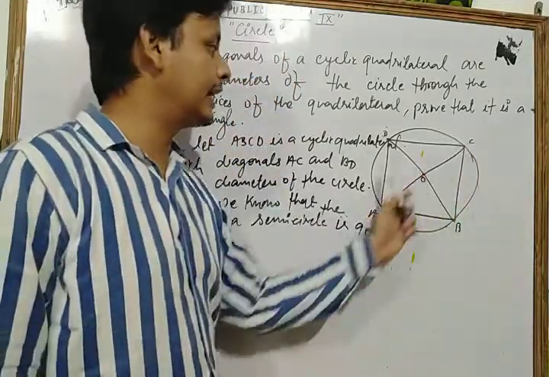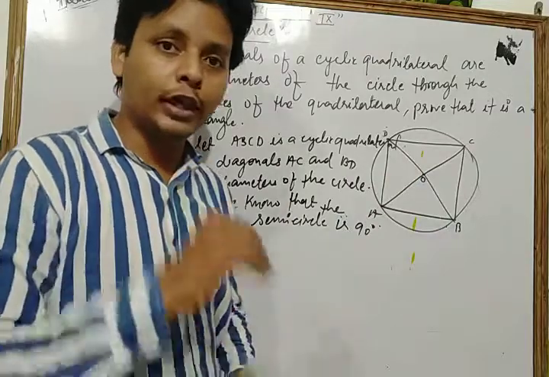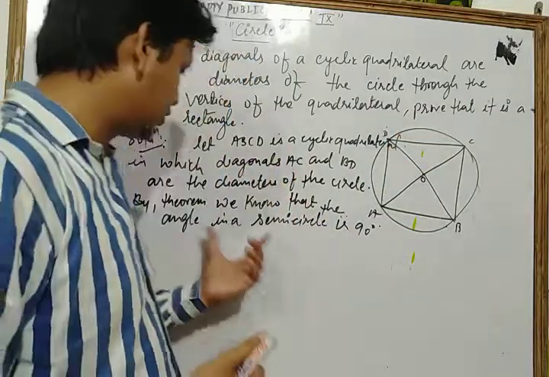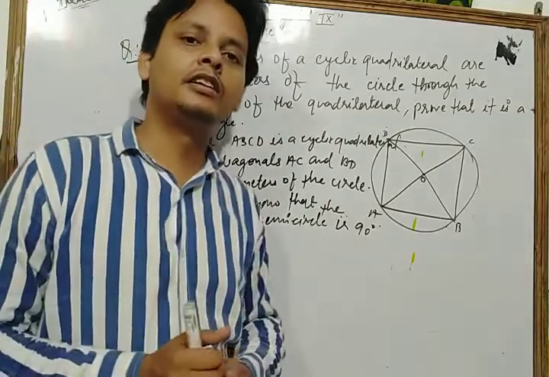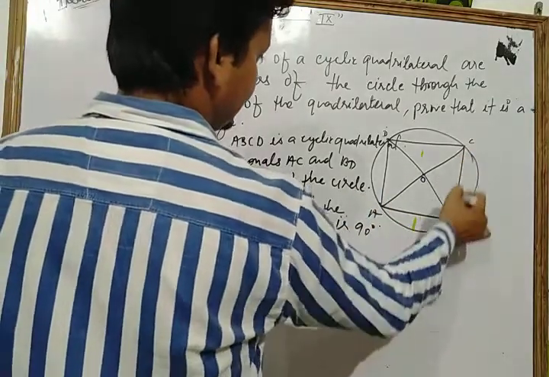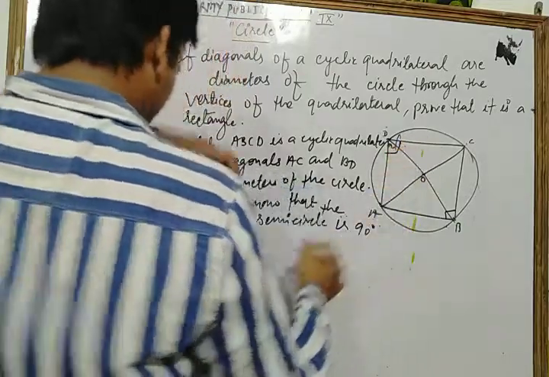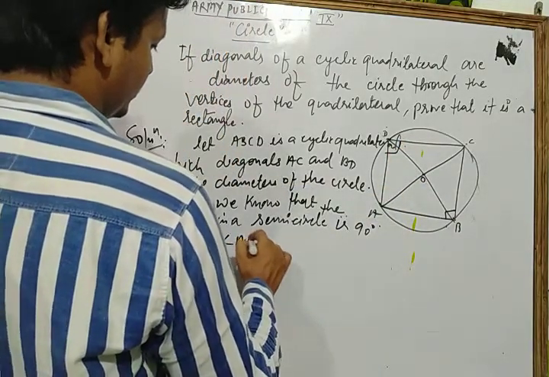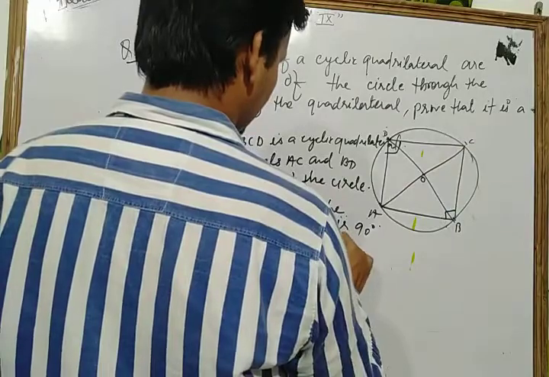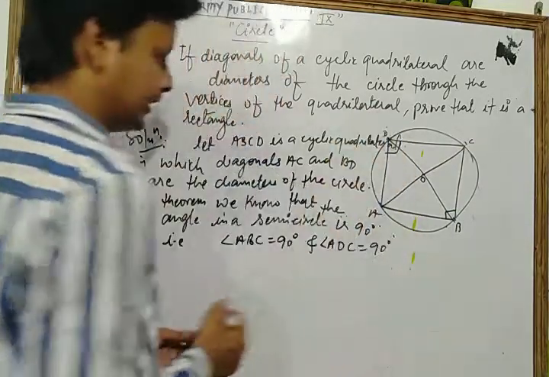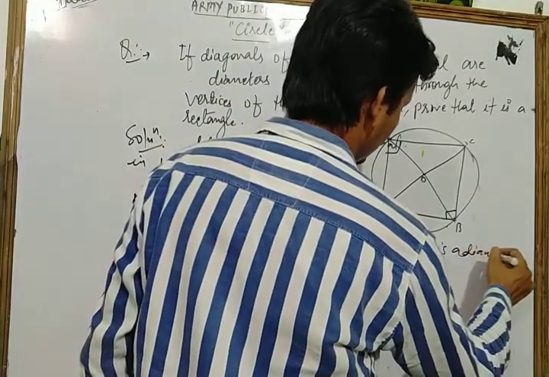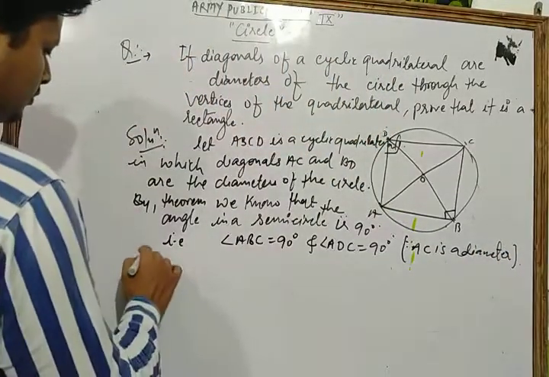Suppose first we take AC as diameter, then we have angle ABC and angle ADC each equal to 90 degrees according to the theorem, because if AC is the diameter of the circle, then each part of the circle is a semicircle, and the angle in a semicircle is 90 degrees. So angle ABC is equal to 90 degrees, as well as angle ADC is also equal to 90 degrees, since AC is a diameter.